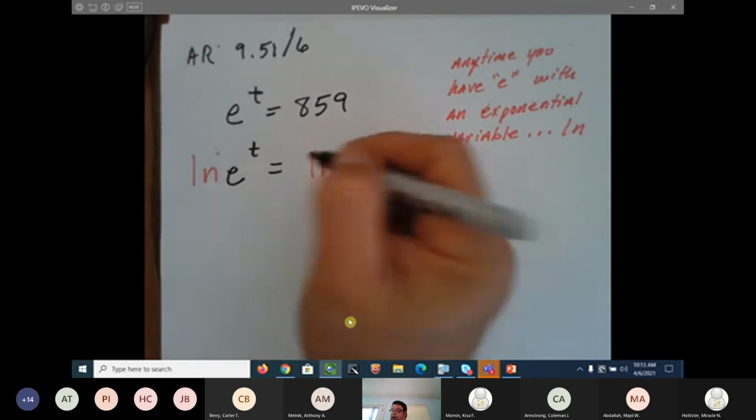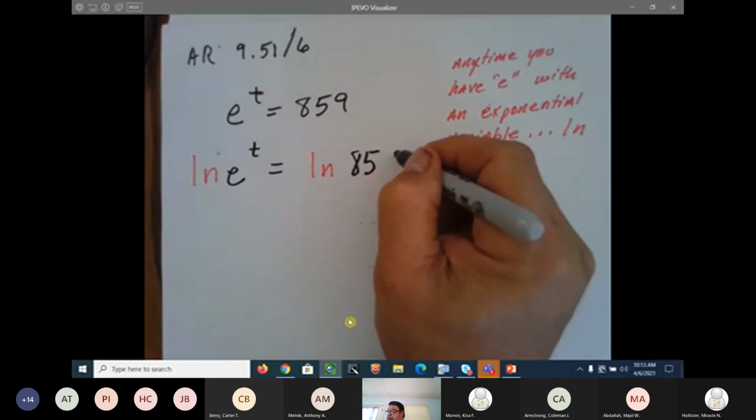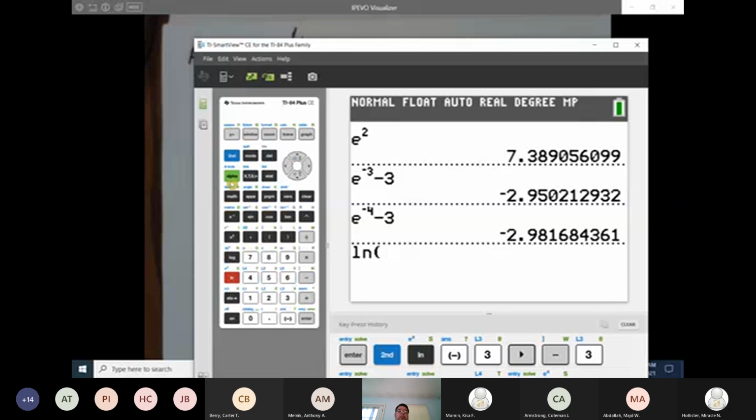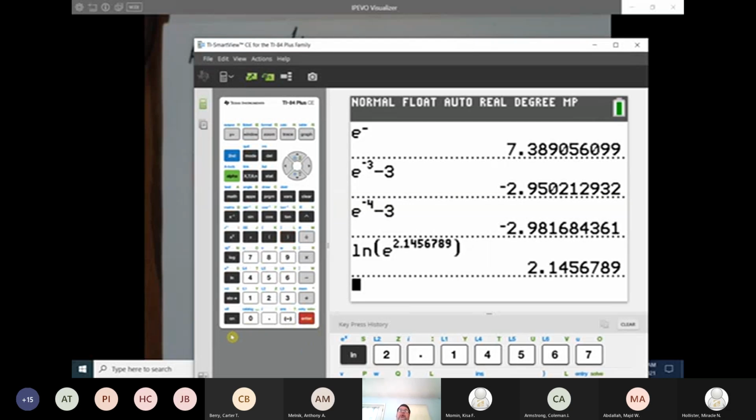Somebody remember from review, what does the natural log do to the e? Well, let's go to the handy dandy calculator and see. Natural log of e to the 2.1456789. Hold on a second. It's the only thing, I hate calculators. There you go. Anybody have a guess what it's going to be? It's going to be 2.1456789. So what happens when you take the natural log of e?